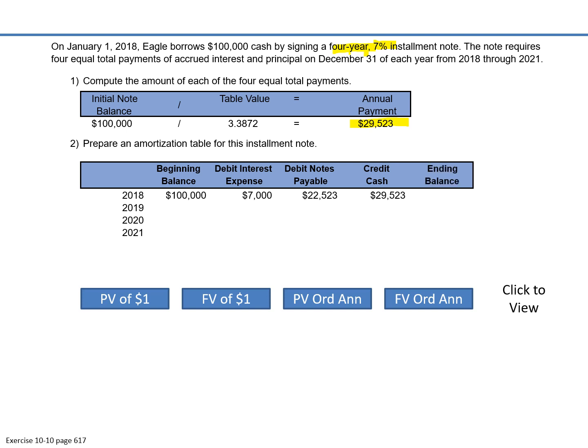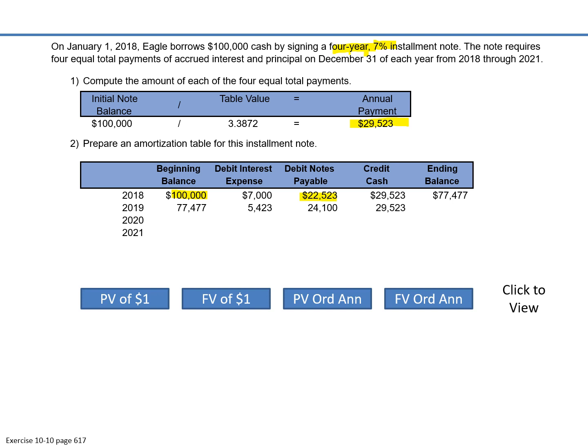Every time we make a payment, we're going to debit interest expense, debit notes payable, and credit cash. So our ending balance is going to be the difference between our beginning balance and the amount that we paid on the note that didn't get applied to interest. So our ending balance is going to be $77,477. Now our beginning balance, that $77,477 times 7%, is $5,423. If we take our total payment amount of $29,523 less that interest piece, that means we're going to pay $24,100 on our principal, or our note balance.